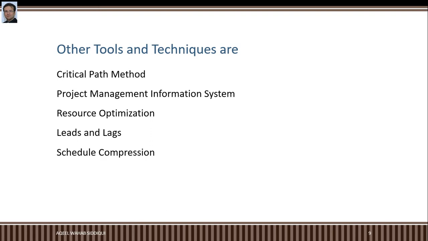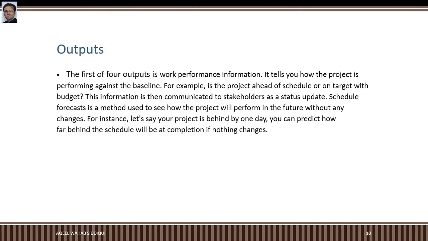So let's discuss the outputs. The first of the four outputs is work performance information. Do you remember? In inputs you take work performance data, that is raw material for instance, and then based on that data you compile your work into work performance information. It tells you how the project is performing against the baseline. For example, is the project ahead of schedule or on target, within budget? This information is then communicated to stakeholders as a status update.